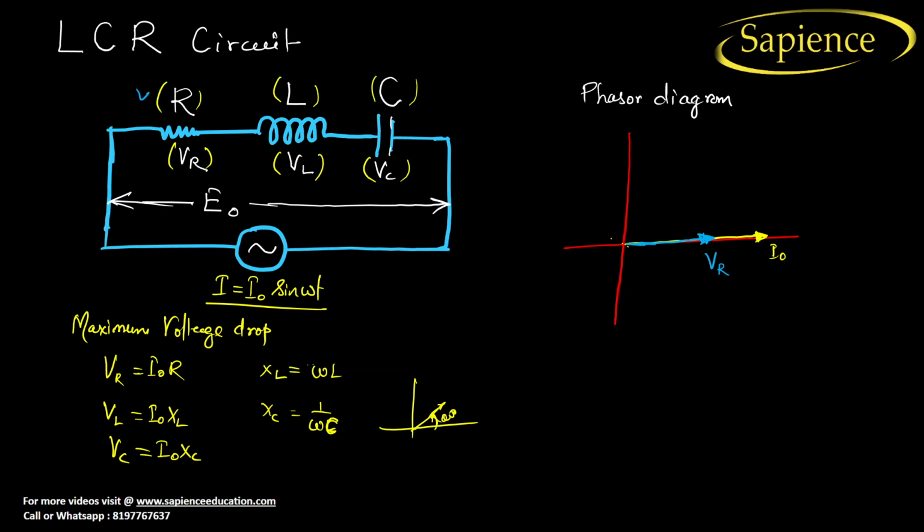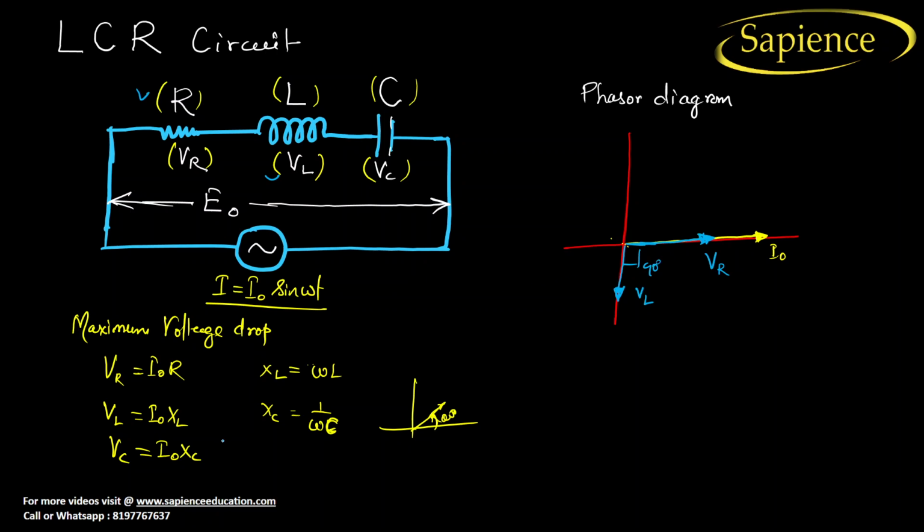Now what about VL, that is inductive? So VL is down, it is lagging. So we can draw VL like this. Got it? This is your VL, because it is lagging by 90 degrees.